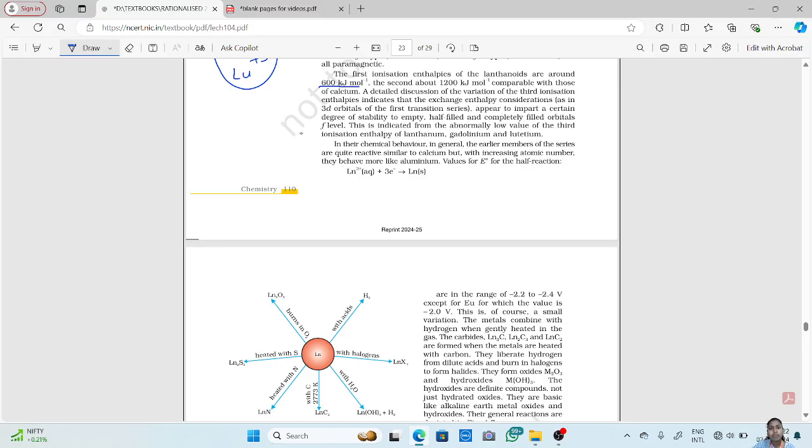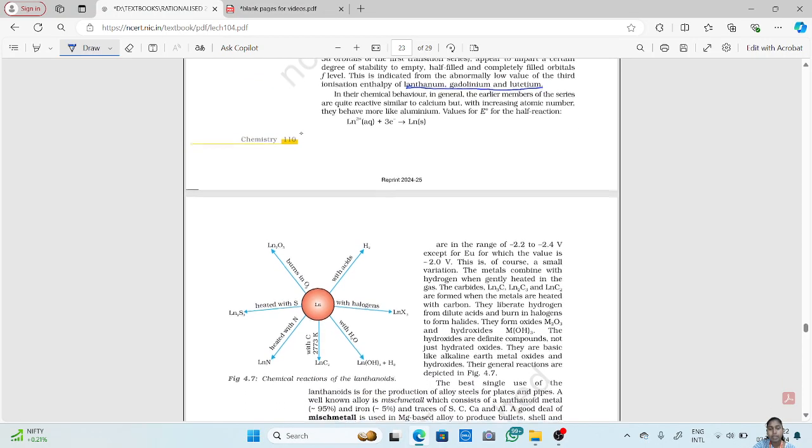This is indicated by the abnormally low value of the third ionization enthalpy of lanthanum, gadolinium, and lutetium. These three elements showed their third ionization enthalpy to be considerably less than the first and second.